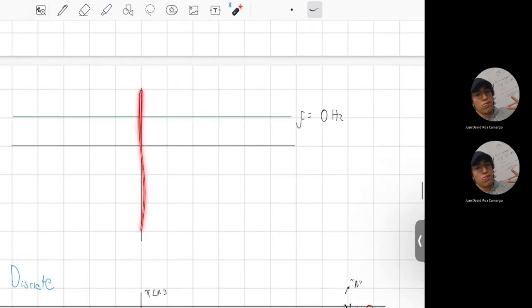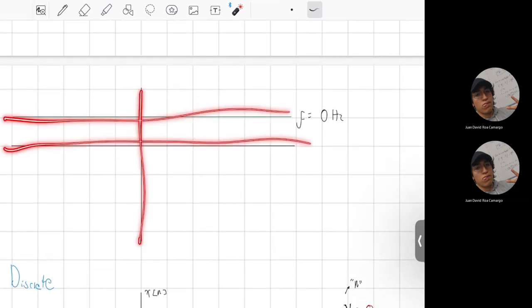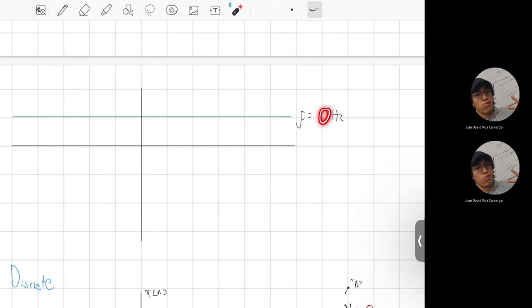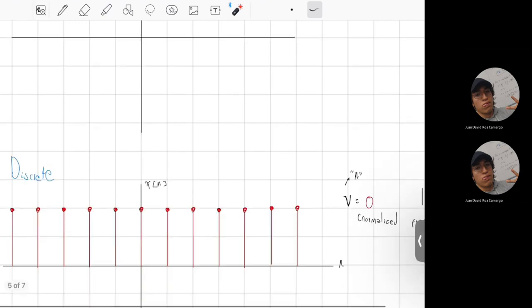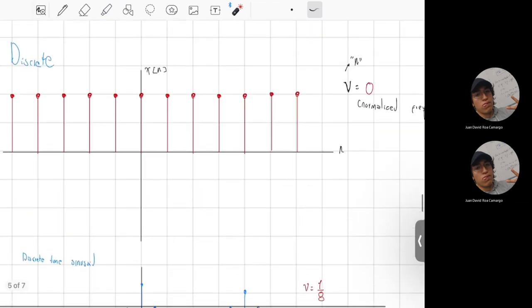All right, so we also have this concept, which is basically what will happen if this is constant. Well, the frequency is 0 because it's not repeating a phenomenon. We have the same answer, and this is 0 hertz. This is the measure of frequency. All right, so let's move on with discrete signals.